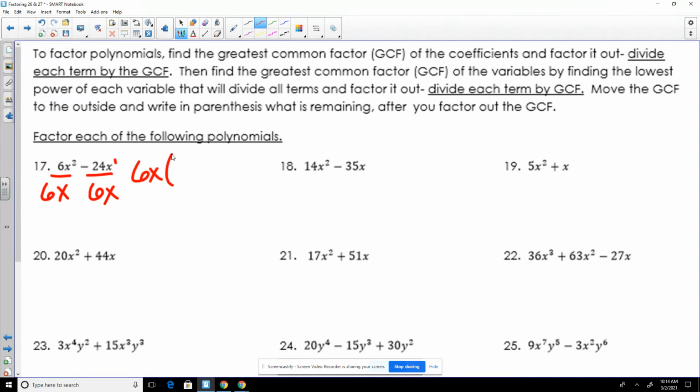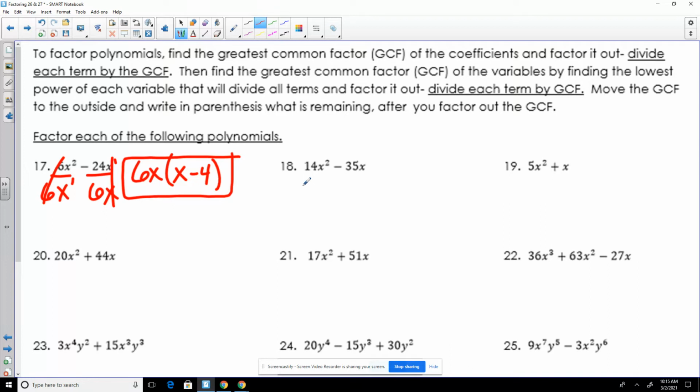Okay, 6x. 6 over 6 is 1. X squared over x, 2 minus 1, I'm still left with 1x. Negative 24 divided by 6 is negative 4. And x over x is 1. So that's how you do it all in one step instead of 3.